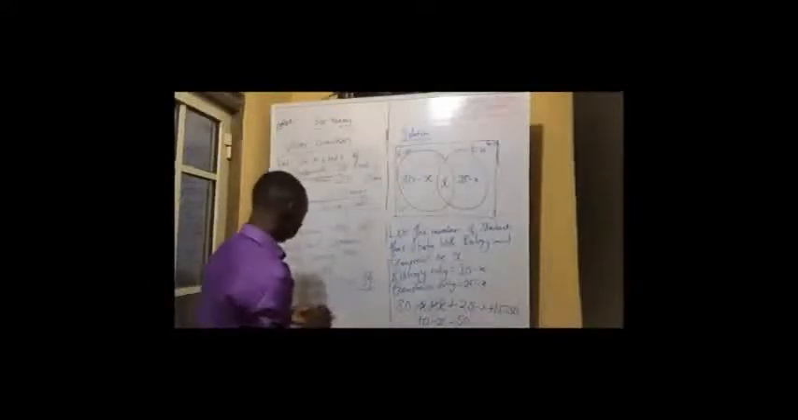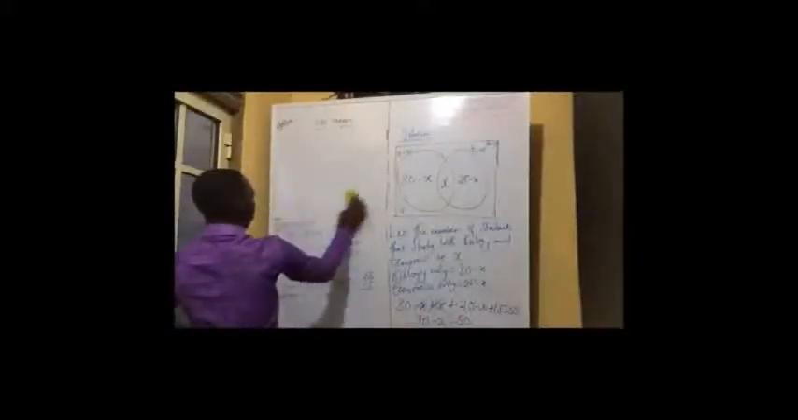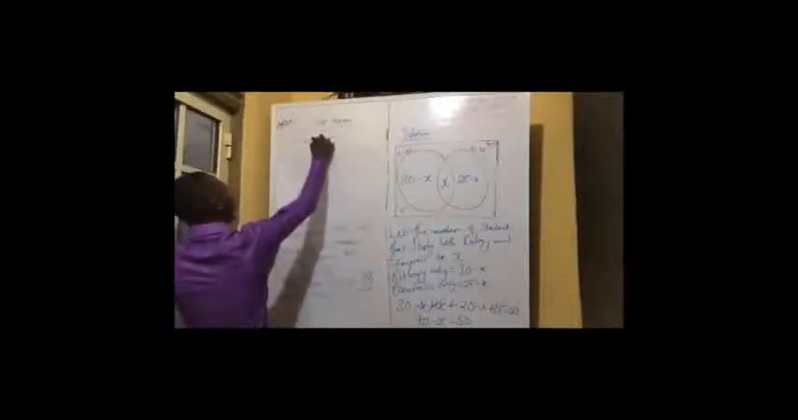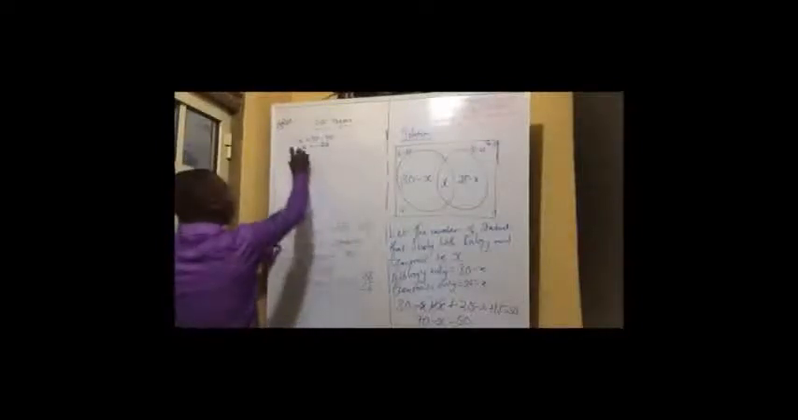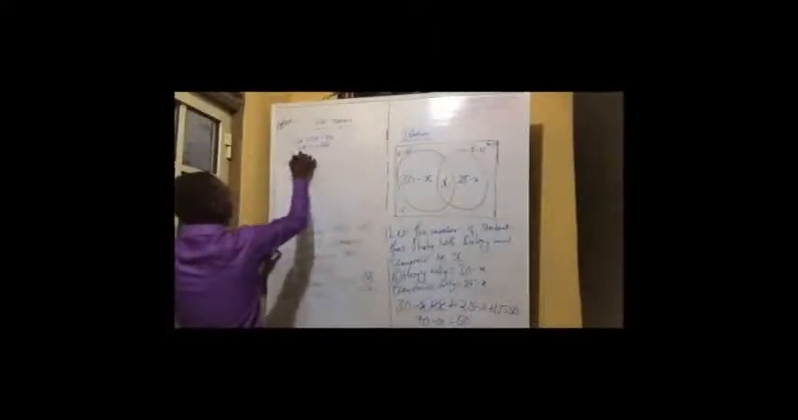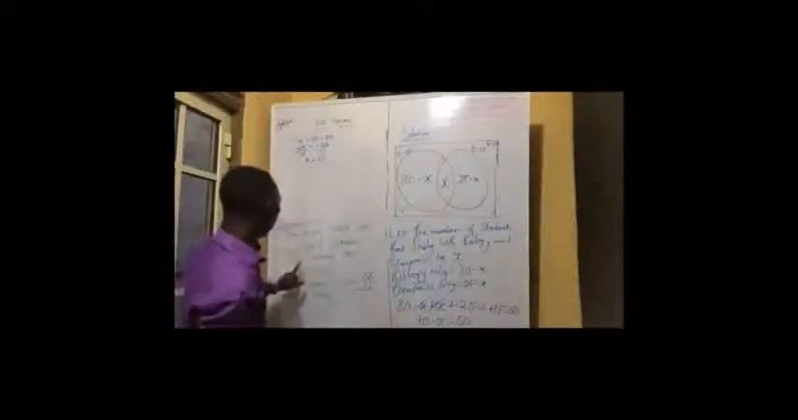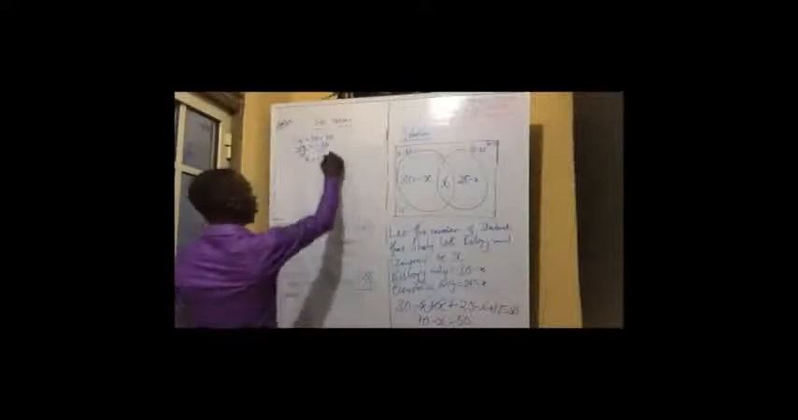Now I am looking for X. I am asked to find X. Now let's find X together. I would bring this to the other side. You have minus X is equal to 50 minus 70. So minus X will be minus 20, isn't it? Now to remove the minus, divide both sides by minus 1. So X will be 20. So how many students study both biology and economics? Now you have 20 students.